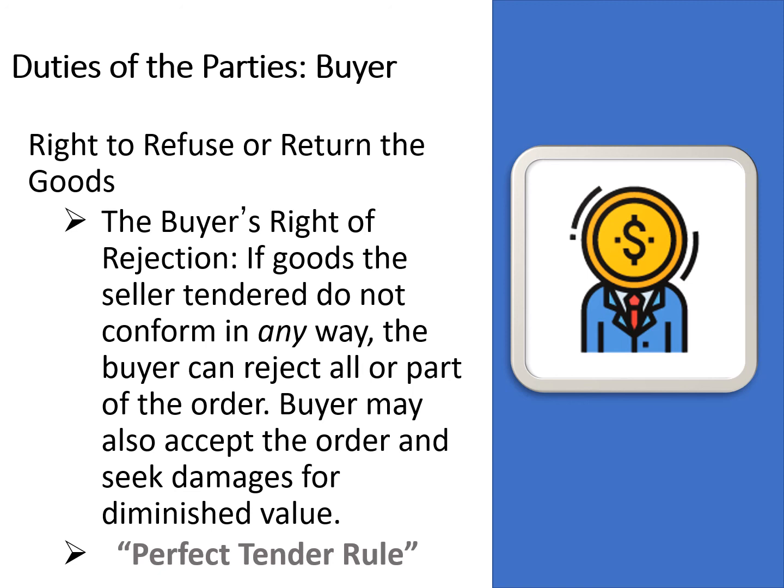If the buyer opens 100 cases and only finds one broken cell phone case out of 100 cases, the buyer could still reject the entire shipment under the perfect tender rule.